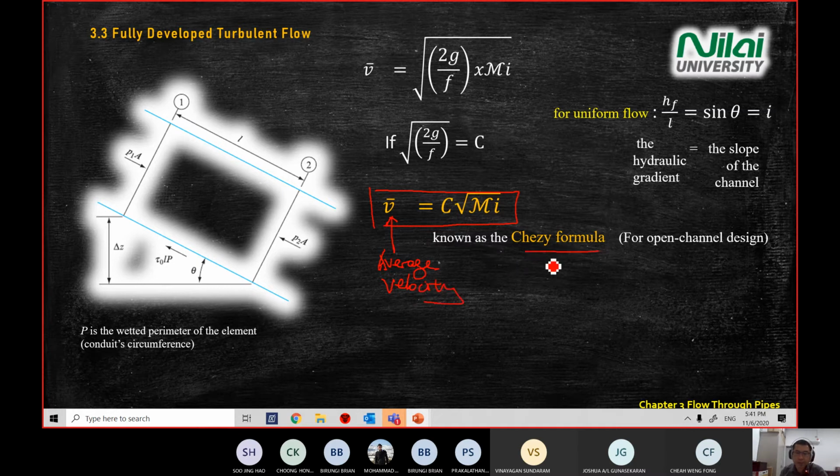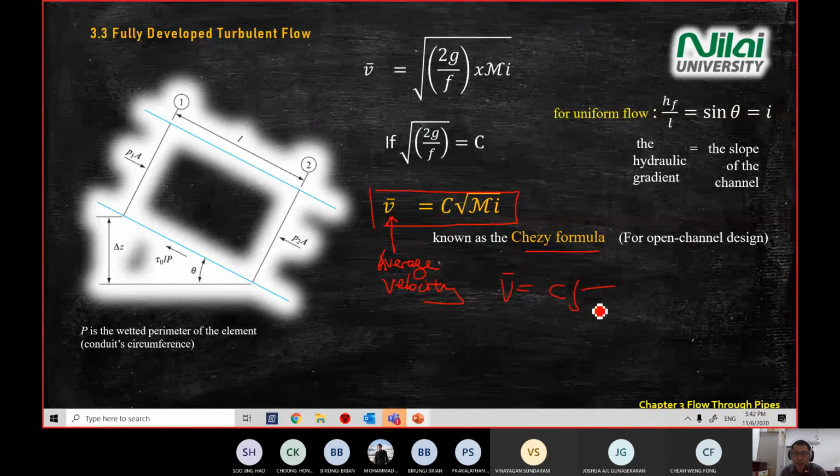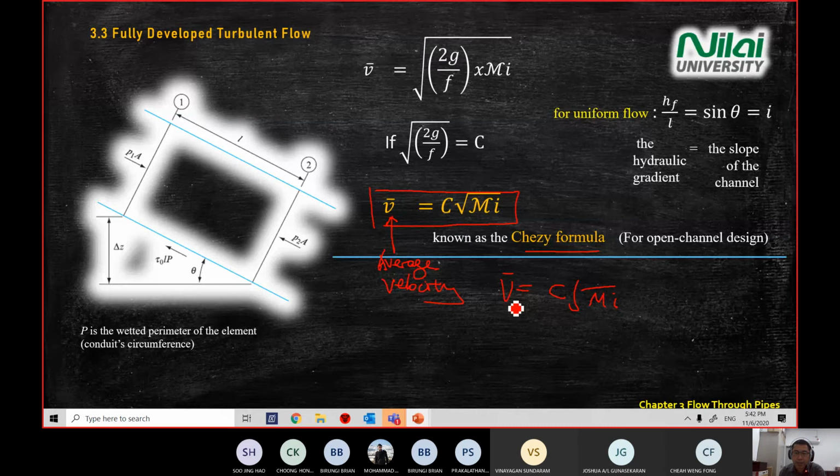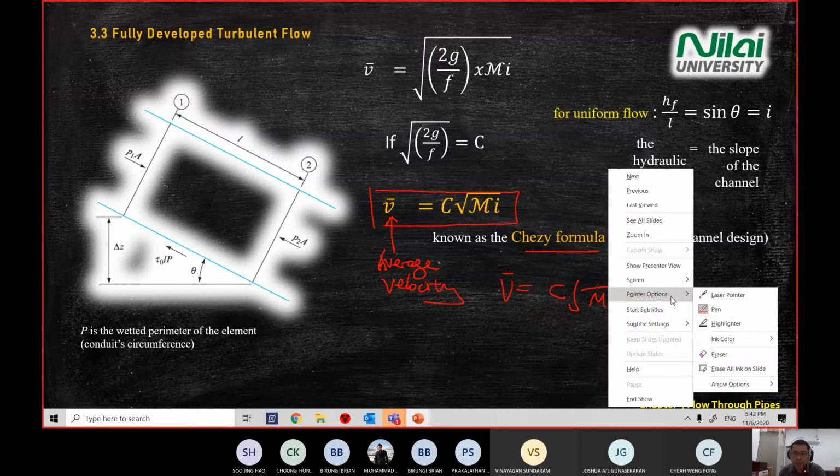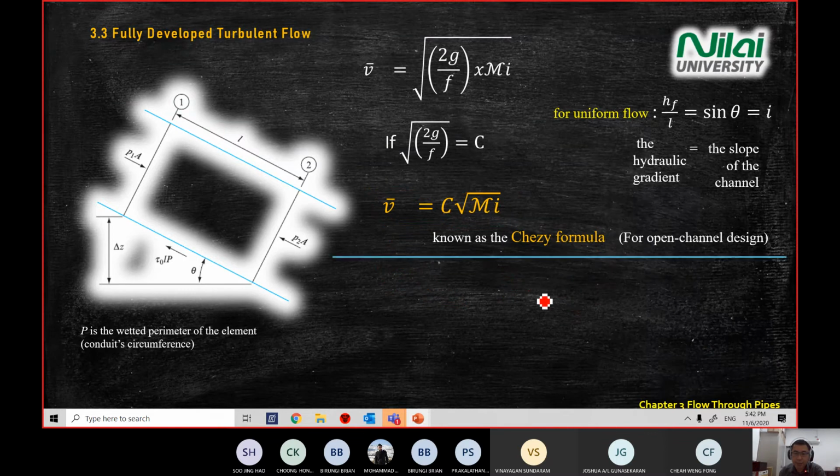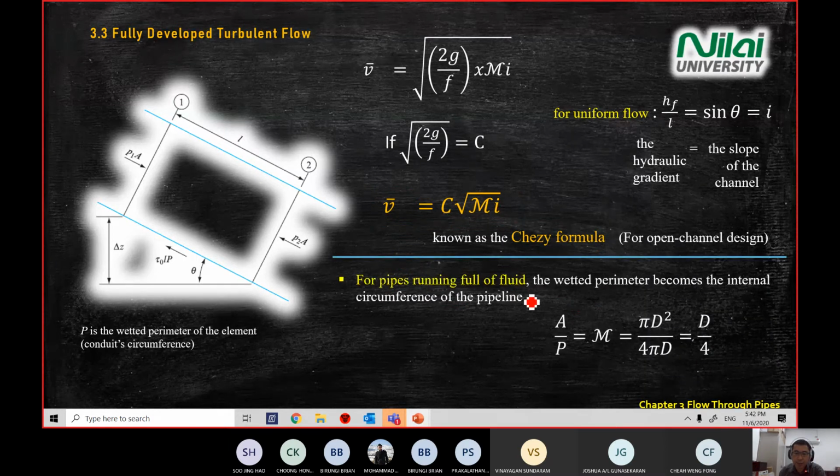Just remind yourself, when you need to use average velocity, sometimes you need to call back what you learned about the Chezy formula, given by V hat equal to C square root of MI. Again, M is given in this slide.